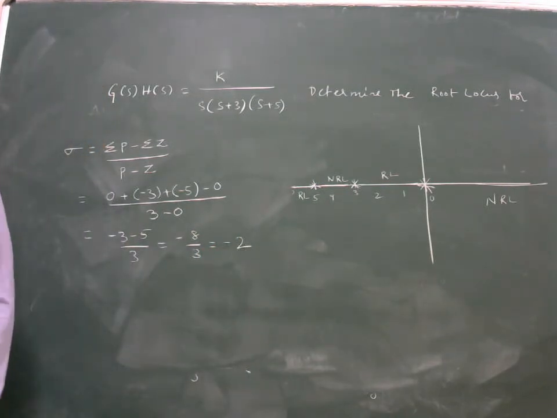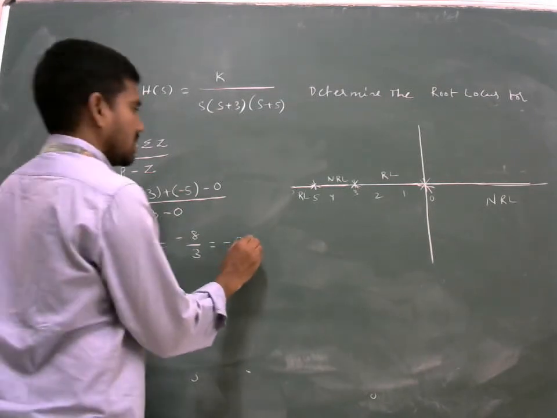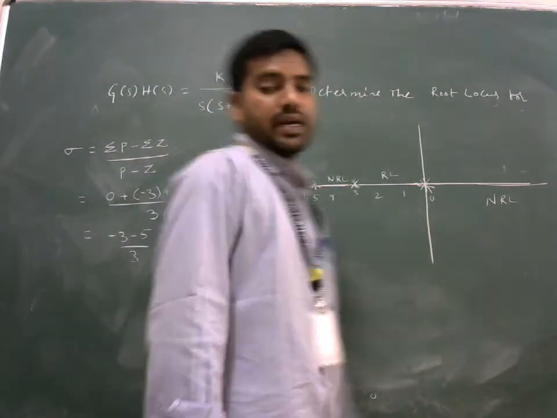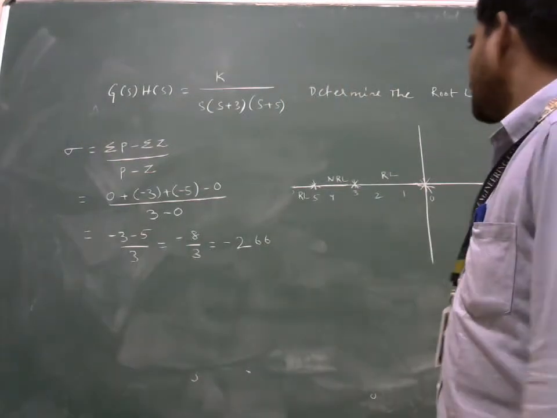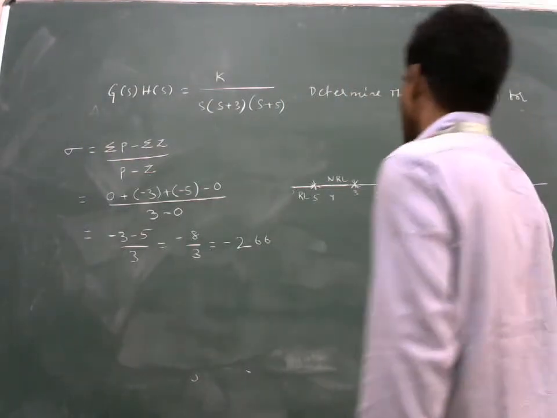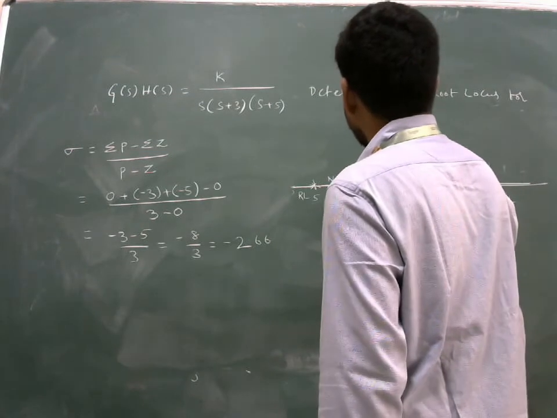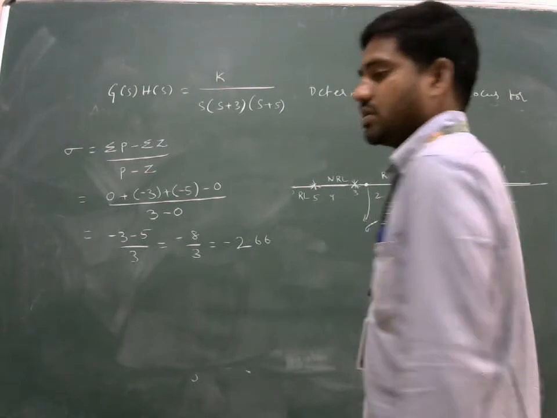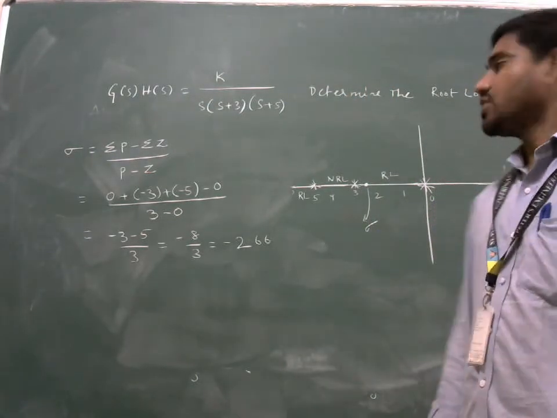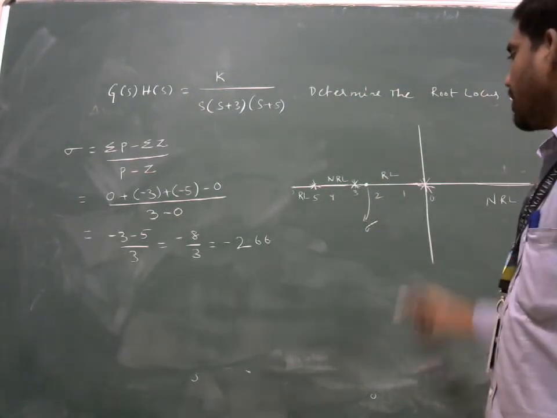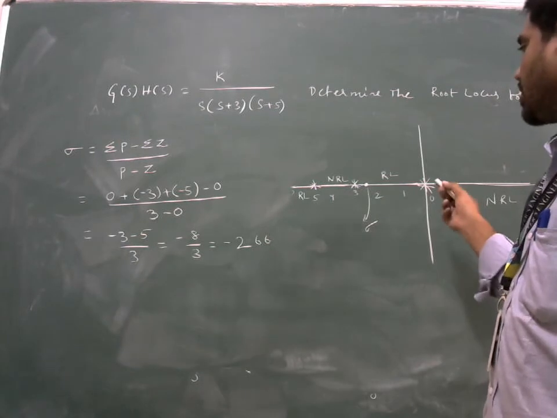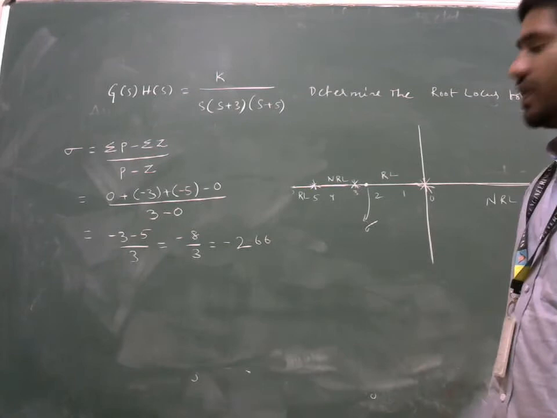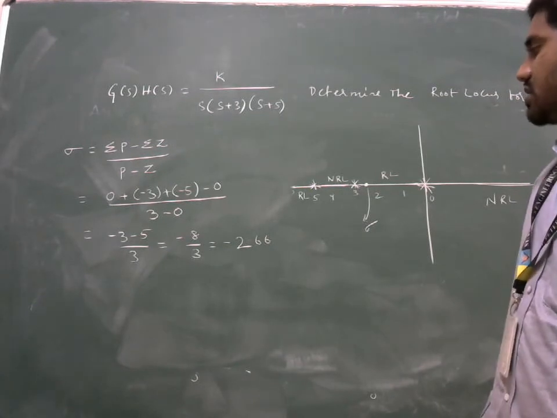Which is equal to minus 2.66. Again, you need to identify the angle of asymptotes here. Minus 2.66 is the point of sigma. You need to take a normal graph and draw the graph. You need to indicate the poles and zeros on the graph, and at the same time indicate the centroid.